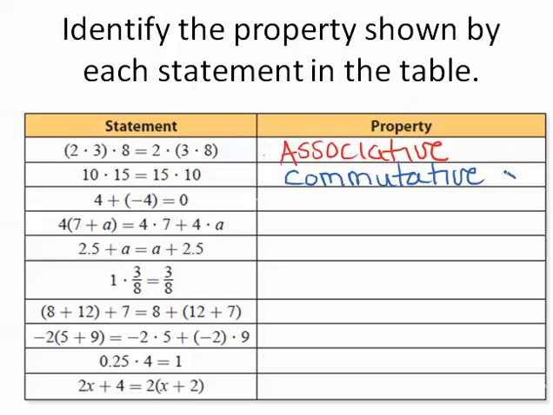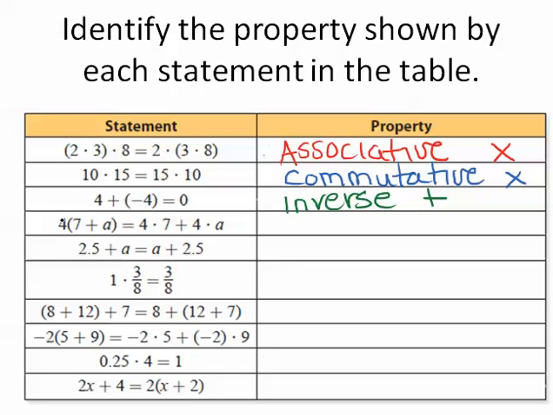It's the commutative property of multiplication. Up here, it's the associative property of multiplication. So let's look at the next one. 4 plus negative 4. Okay, so 4 and negative 4, those are opposites. So this is the inverse property of addition.